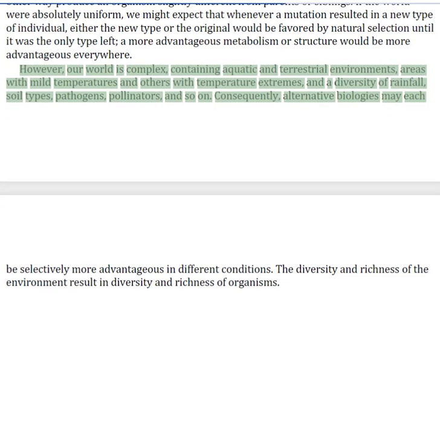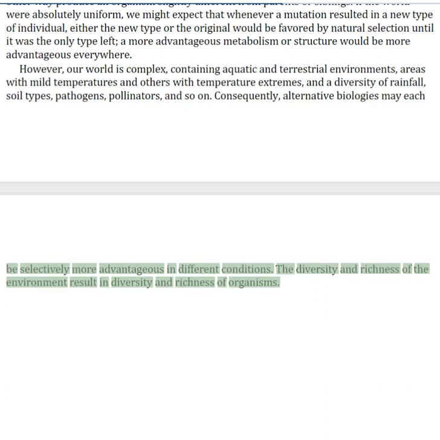However, our world is complex, containing aquatic and terrestrial environments, areas with mild temperatures and others with temperature extremes, and a diversity of rainfall, soil types, pathogens, pollinators, and so on. Consequently, alternative biologies may each be selectively more advantageous in different conditions. The diversity and richness of the environment result in diversity and richness of organisms.